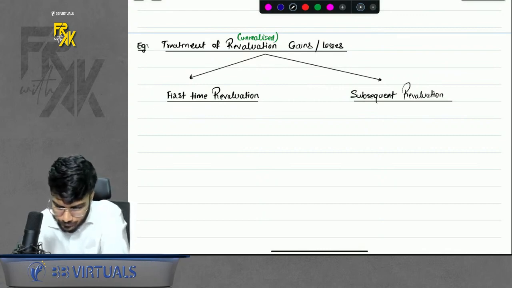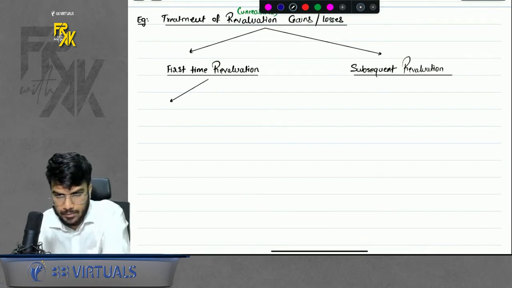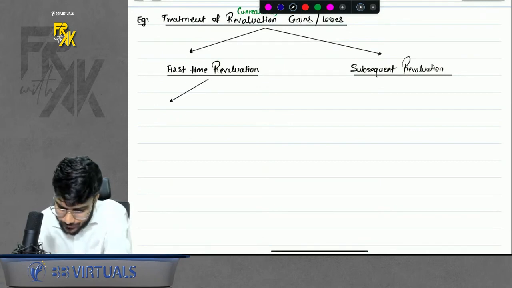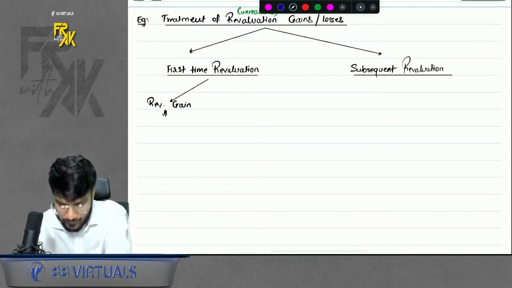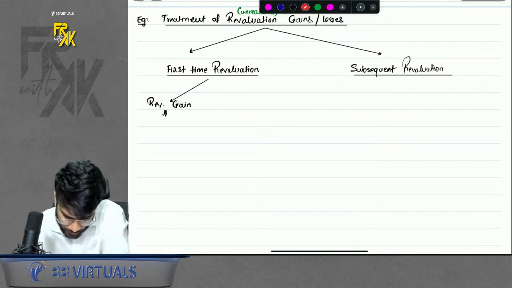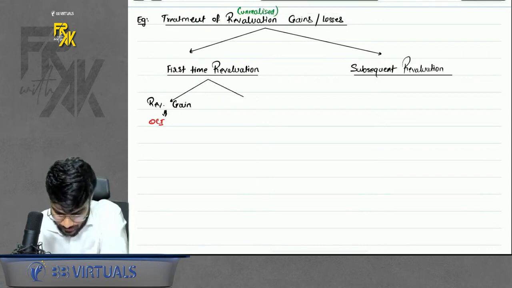Now what if we get a revaluation gain? Please try to understand. If you are revaluing it for the first time and you get a revaluation gain, where will it be transferred? We already know. Perfect answer, it will be transferred to OCI, sir. Done, sir. Okay, what if you get a revaluation loss in the first time?